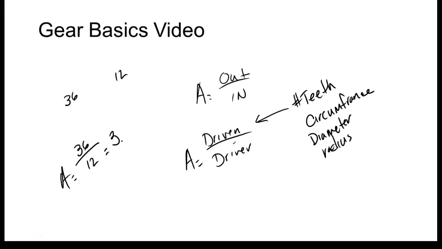What we have to remember is, if torque goes up, speed goes down. If torque goes down, speed goes up. Y'all understand that? Since we're outputting on the big and bringing in on the little, this is a torque multiplier. If the little is on top and the big is on bottom, then it's a speed multiplier.